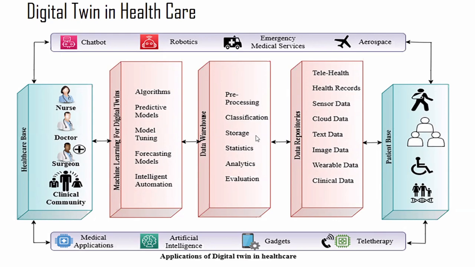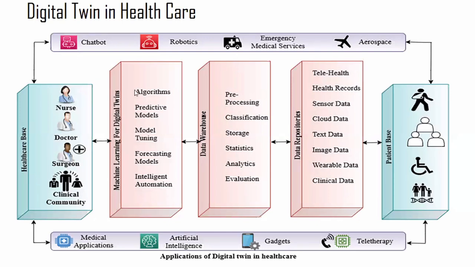So once that is done and the patient raw data are ready, the machine learning algorithms or AI algorithms can be applied on that data. As I told you, you are predicting a lot of things from that data. So that is the reason you can use machine learning for digital twins, and then algorithms, predictive models, model tuning, forecasting models, intelligent automations. So these are the various concepts that can be implemented.